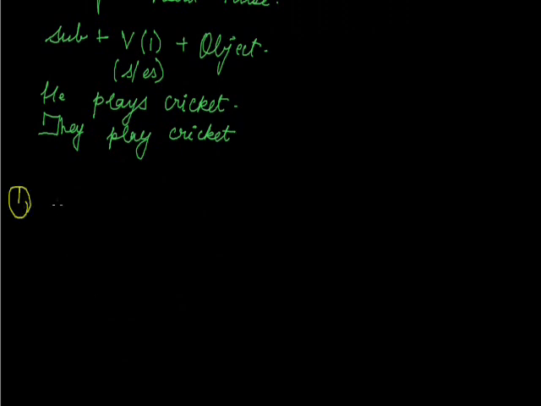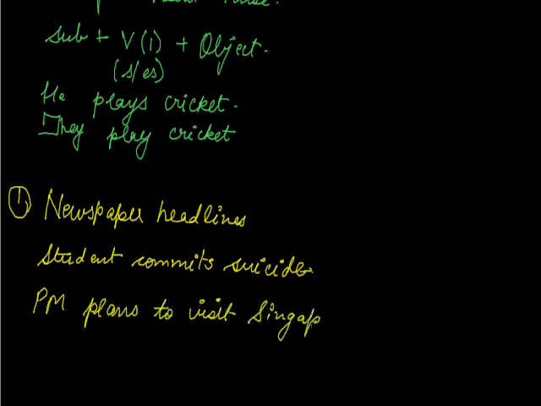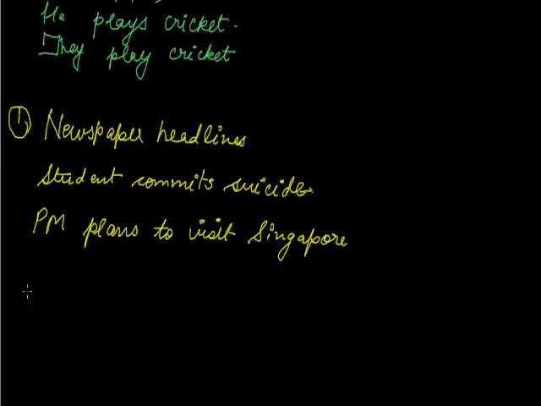So now we will see the uses of the simple present tense. First, where it is used. Firstly, it is used in newspaper headlines. For example, if I say student commits suicide. Although the student committed suicide earlier, the day before or yesterday, some time in the past, we will here use simple present tense. So in the newspaper you usually see that most of the headlines are in simple present tense. They can be in past tense or future tense also, but mostly it is in simple present tense. If we take another example, PM plans to visit Singapore. Although he's planning and he will go in future, still we are using simple present here. So these were some examples of simple present tense in newspaper headlines.